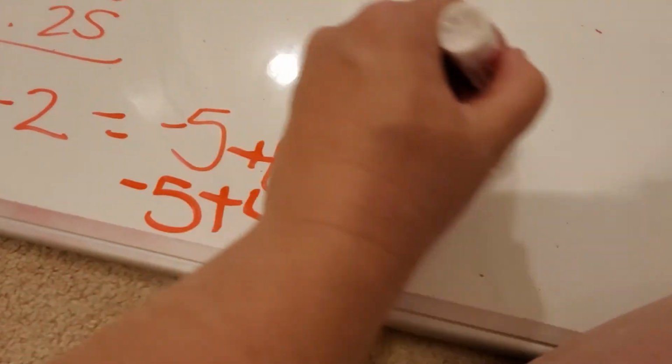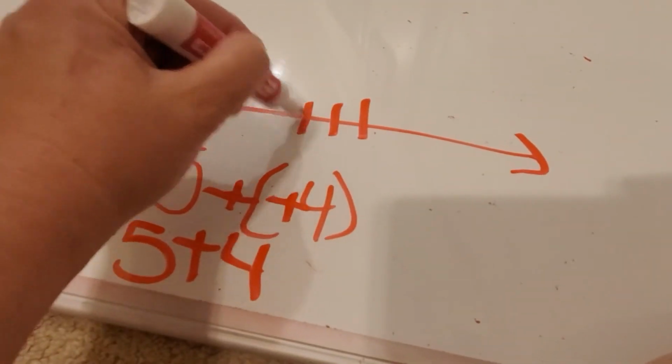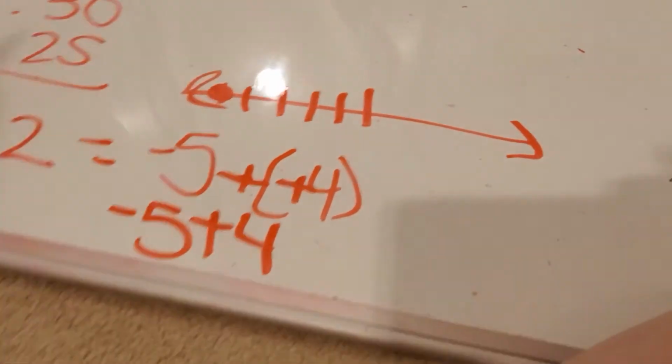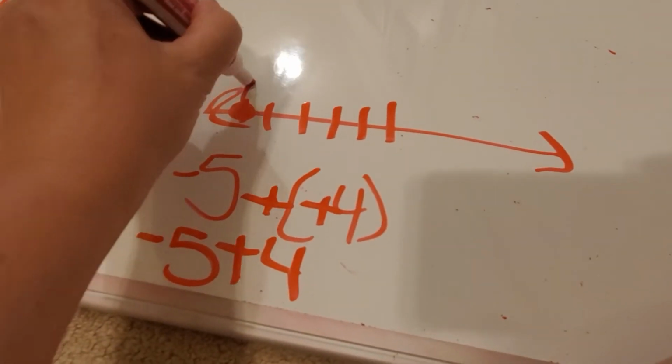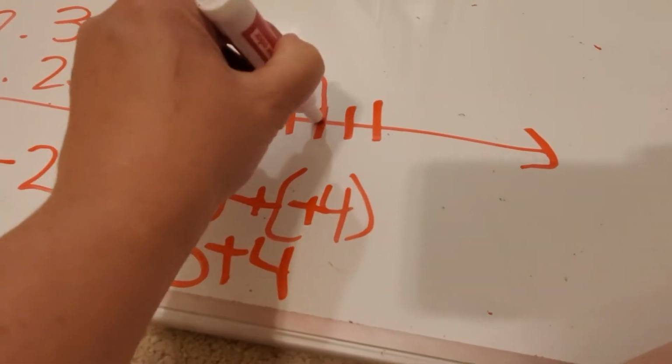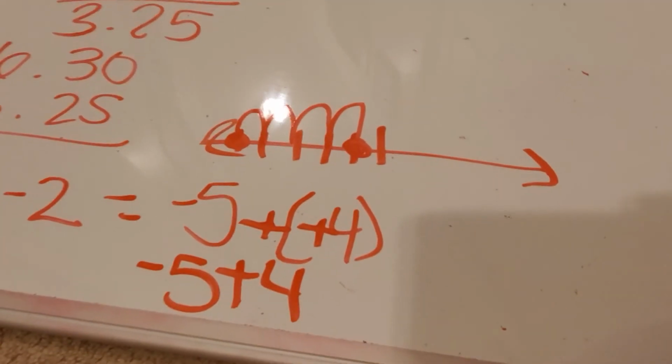Okay? Draw out your number line if you need to. Here's your 0, 1, 2, 3, 4, 5. Here's my negative 5, okay? I'm going to add 4. I'm going to go 1, 2, 3, 4. What point am I at? Write your answer.